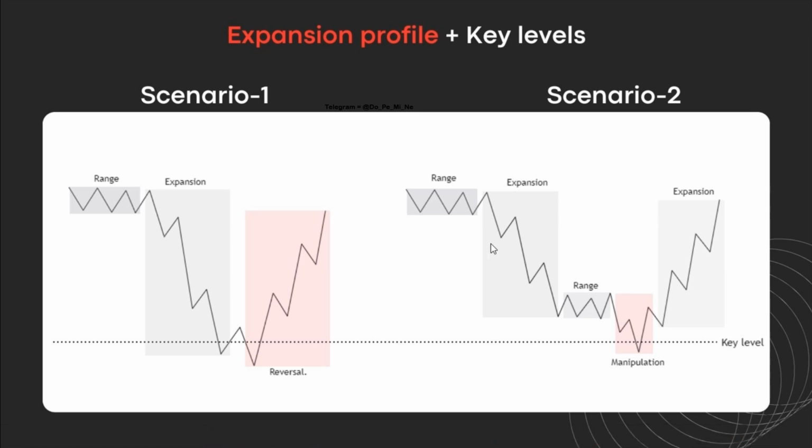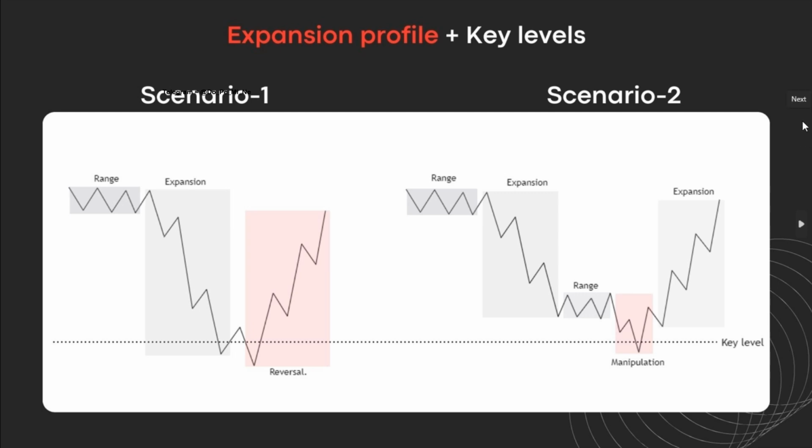In this case, the ranging profile hasn't tested the key level. So what are we going to expect? We're going to expect a manipulation profile, right? So that a key level is tested, and then after that, we're going to expect an expansion. So you can see here we are using proper, sound logic to anticipate market profiles based on the combination of profiling and key levels.